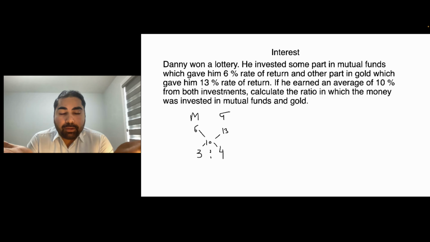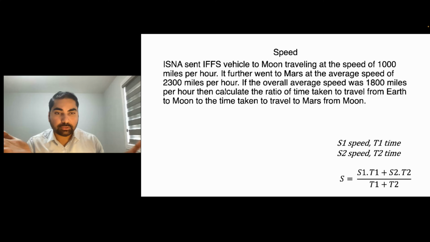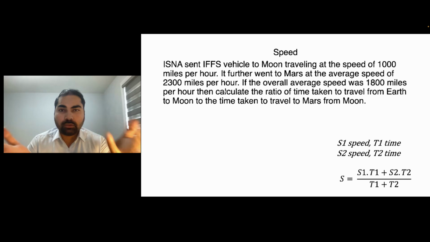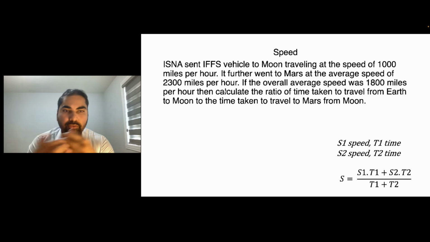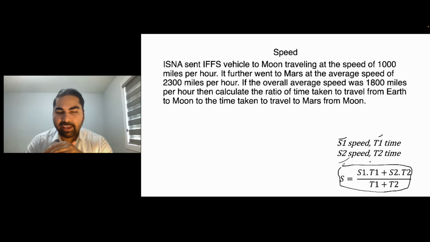So let's see what other applications it has. The next is time, speed, and distance. If you look at how average speed is calculated, for instance, if you travel at S1 speed for T1 time and S2 speed for T2 time, this is the expression for average speed, and you can see that it sounds very familiar. It's exactly the weighted average of both the speeds. So essentially you can apply alligation here too.